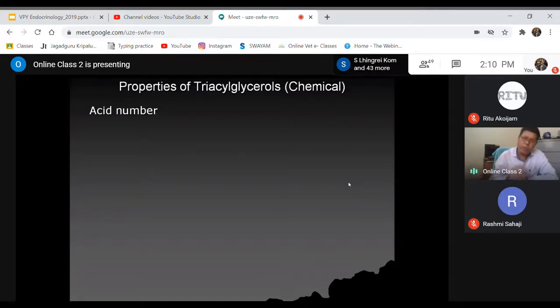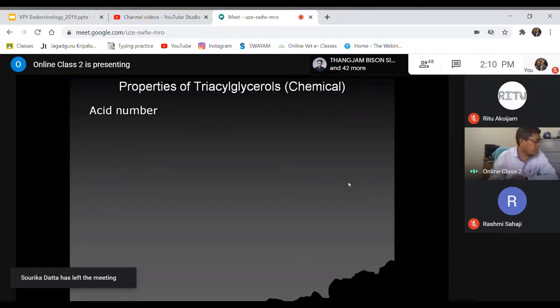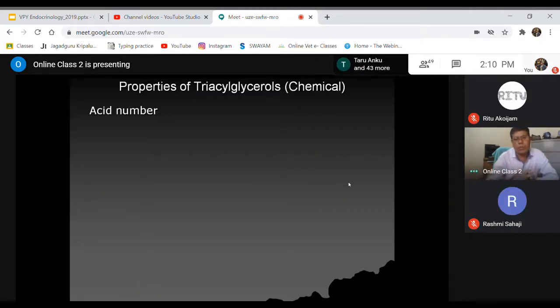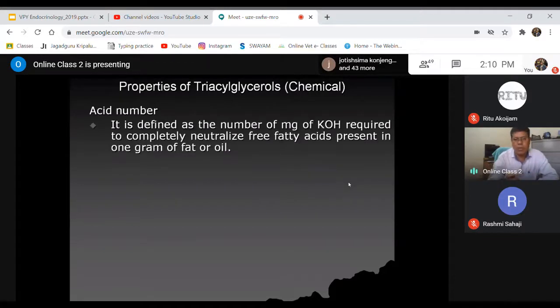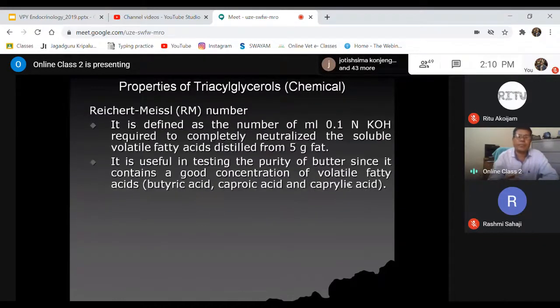Then we also discussed the RM number. The difference between acid number and RM number is that the RM number measures the volatile fatty acids. Volatile fatty acids are those which have a short chain, maybe 2 carbon, 4 carbon, or 6 carbon. So if the fatty acid is of short chain, it is referred to as a volatile fatty acid. So that's the difference between the acid number and RM number. We have already discussed this.